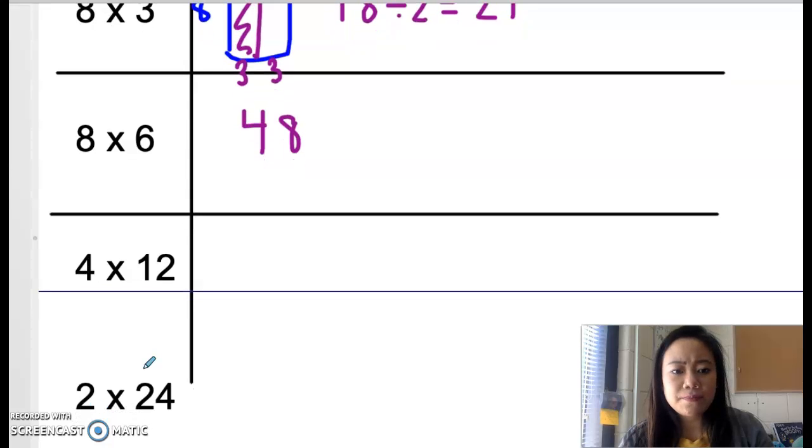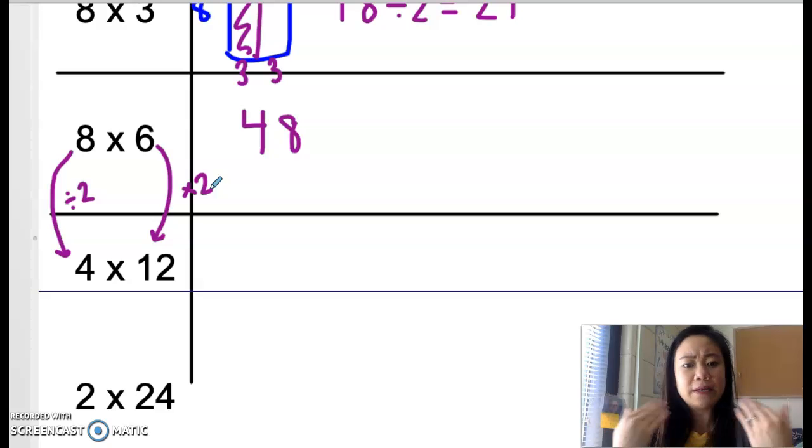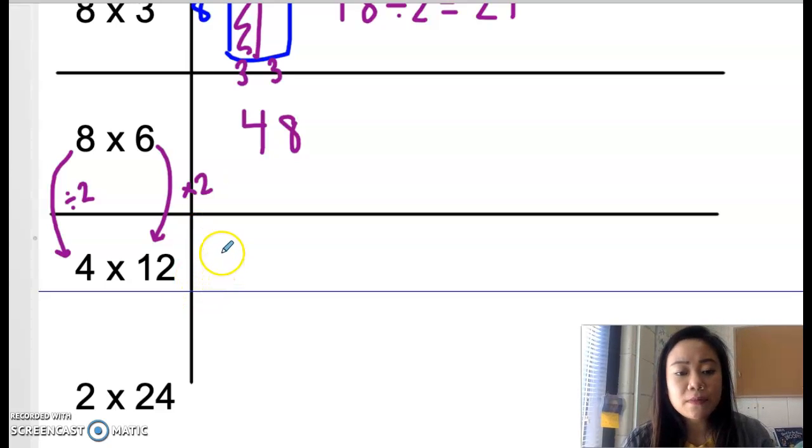I see a connection. I noticed that in order for 8 to get to 4, it halved itself. It cut itself in half. But then 6 to 12, it doubled itself. So when you take something away but then give it back, it kind of cancels each other out. It makes itself equal. So I think it would make itself 48 too. But let's double check.